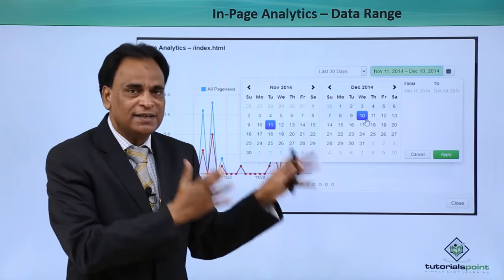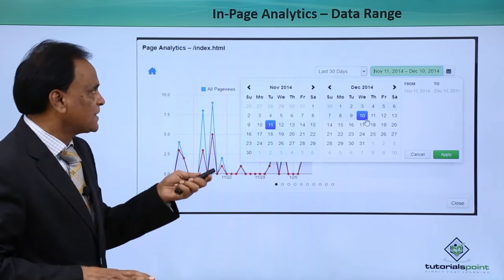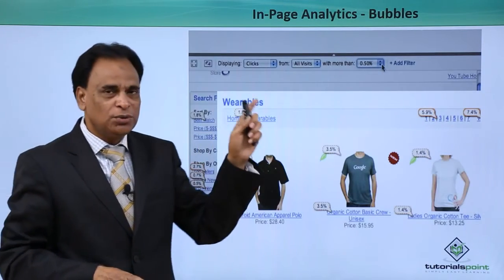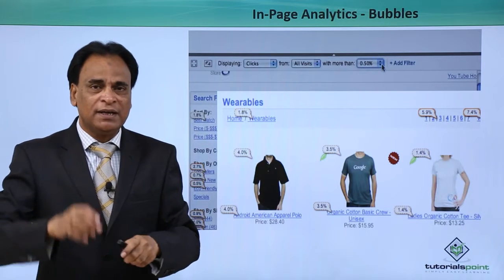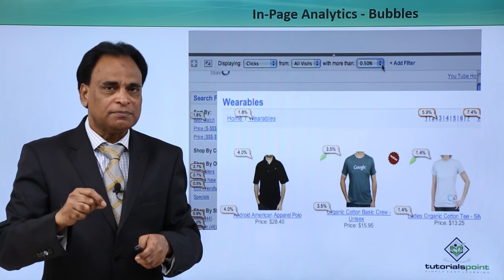And this is setting the data range in page analytics. Now we come to the other important aspect. They are called the bubbles.